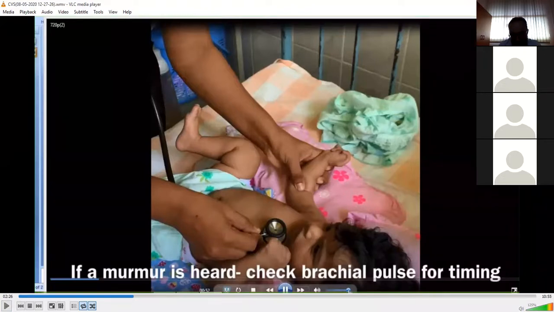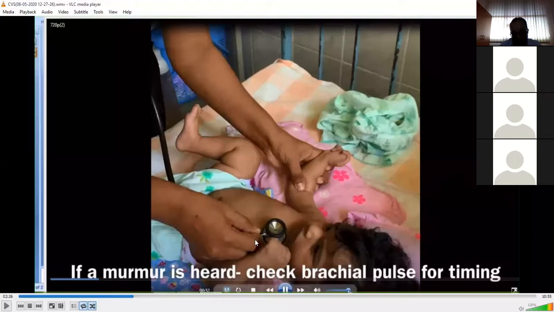Now, important, when you are doing your adult examination, you usually go for the radial pulse sometimes, right? But in children, never go to the radial pulse. If you want to time the murmur, either check the brachial pulse, or if you can't feel the brachial pulse, go for the carotid pulse. Okay. So if you hear a murmur, either try to check with the brachial pulse or go to the carotid pulse.